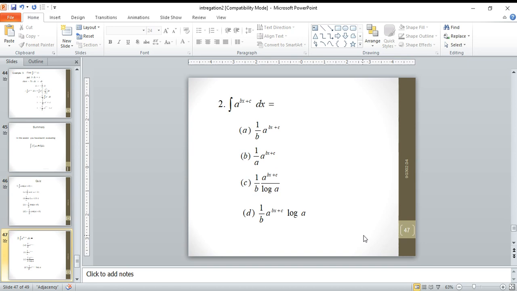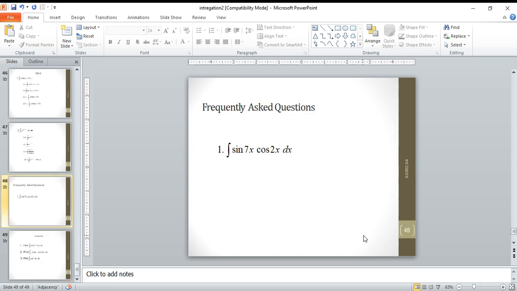Next, integration a power x. The integral of a power x is a power x by log a. Here in bx plus c, the x coefficient is b, so we divide by b. That is a power bx plus c by log a into 1 by b. C is the correct answer.